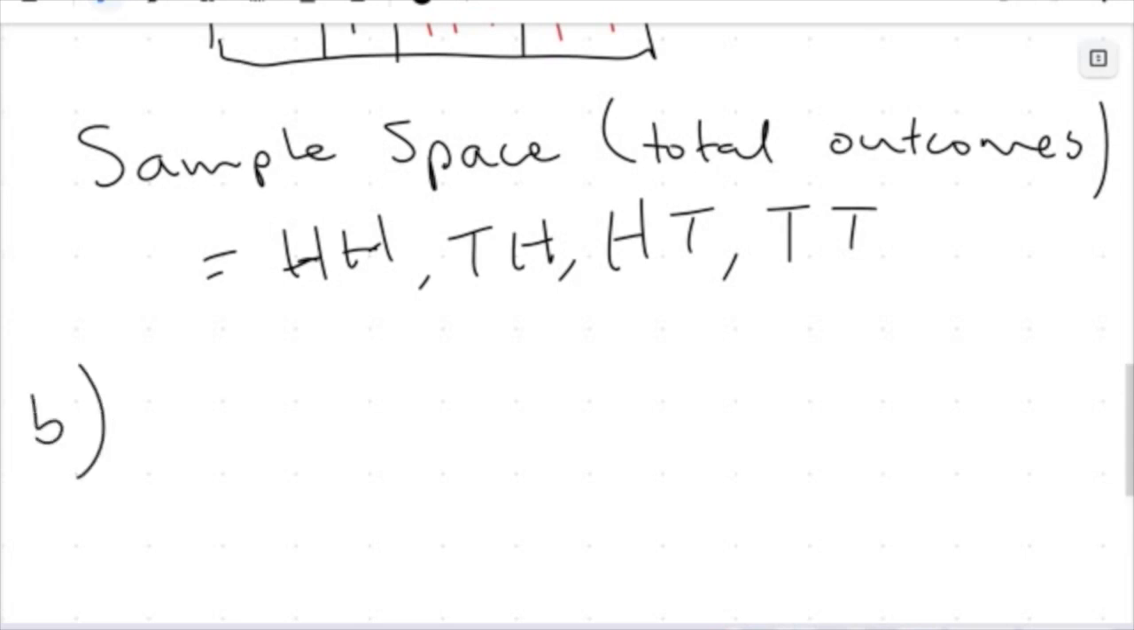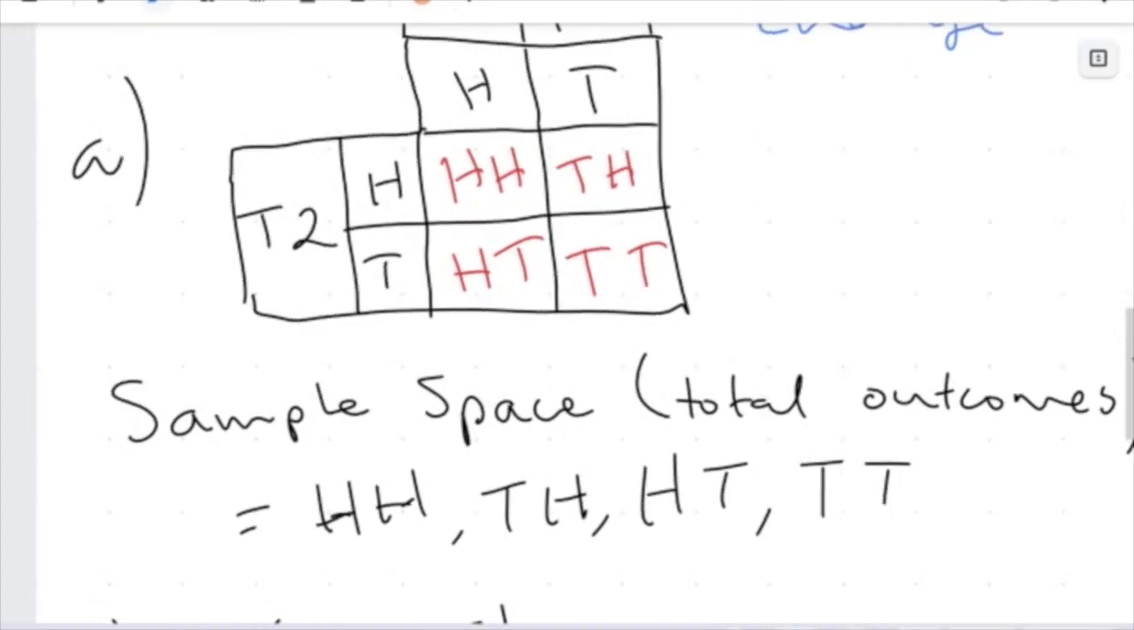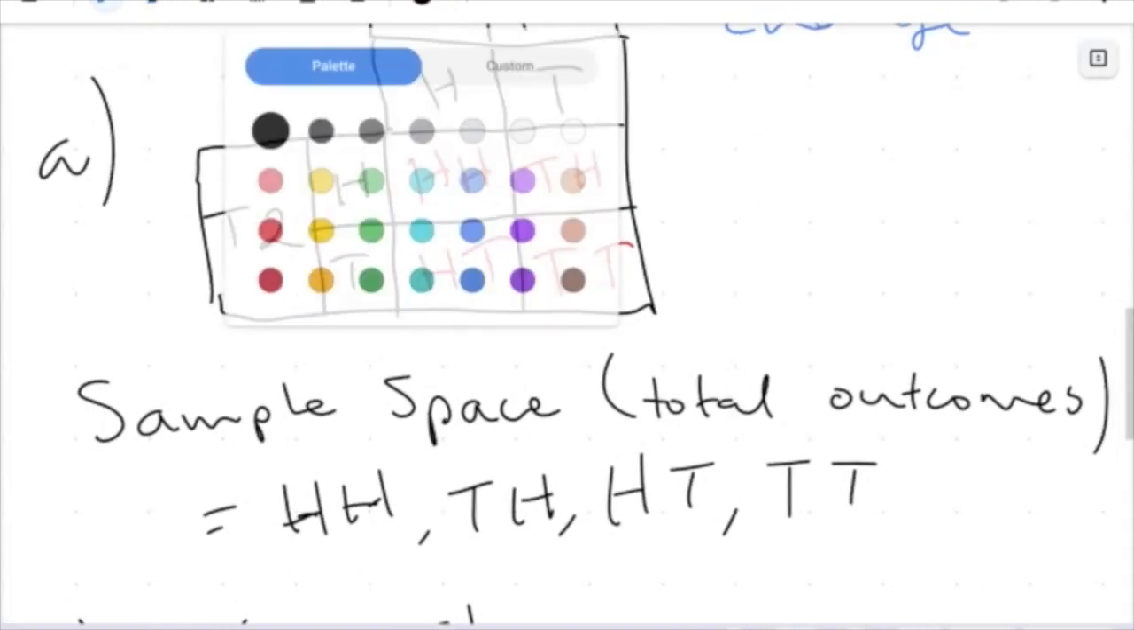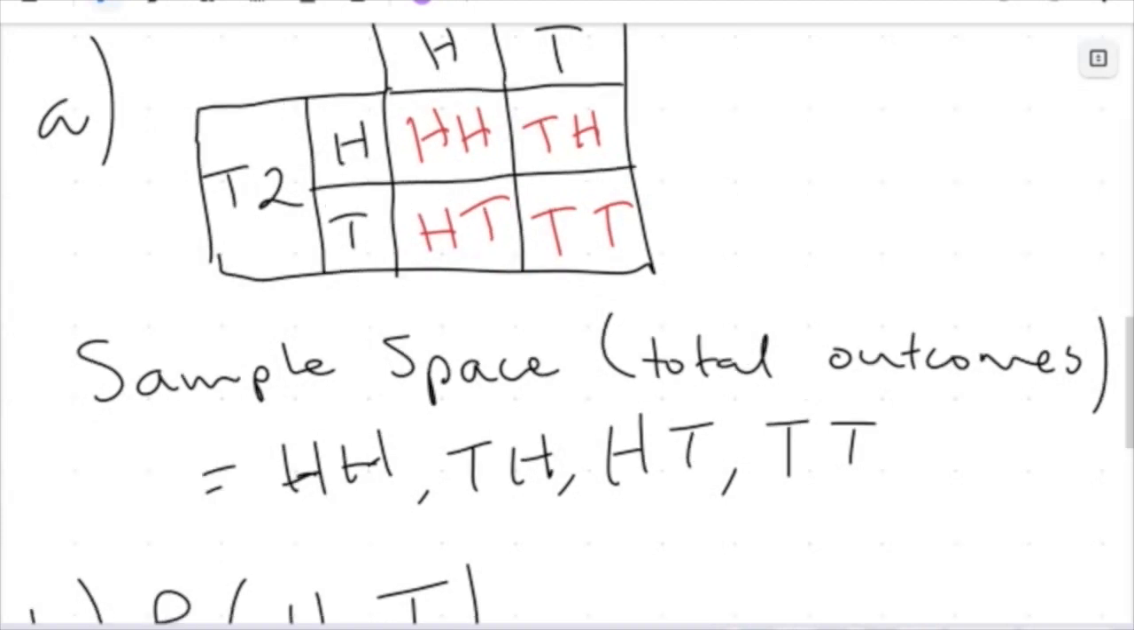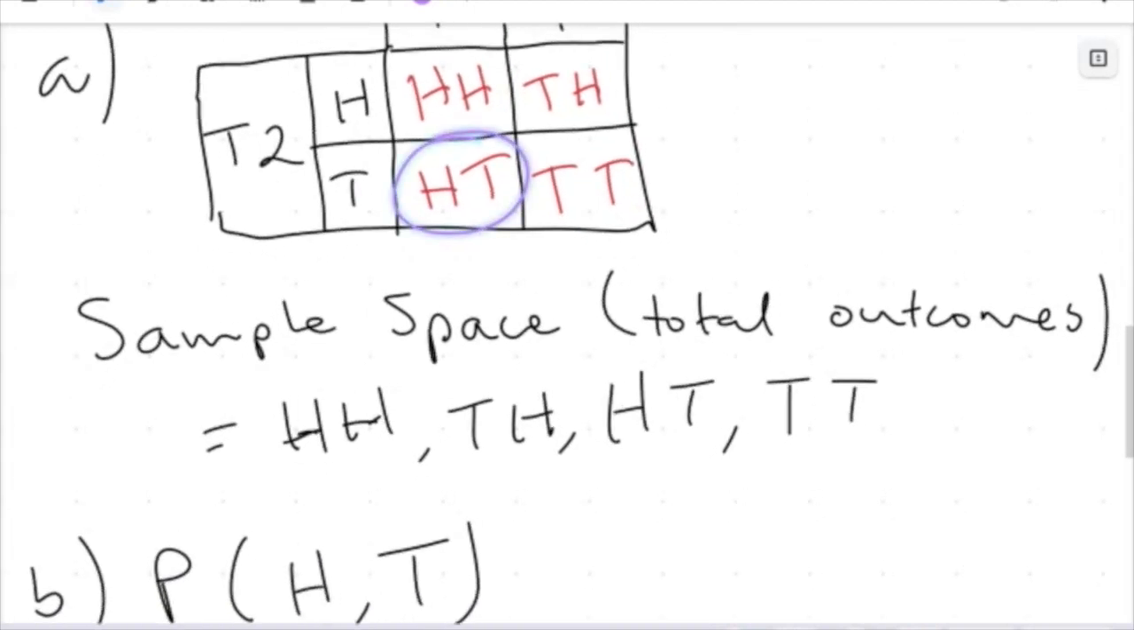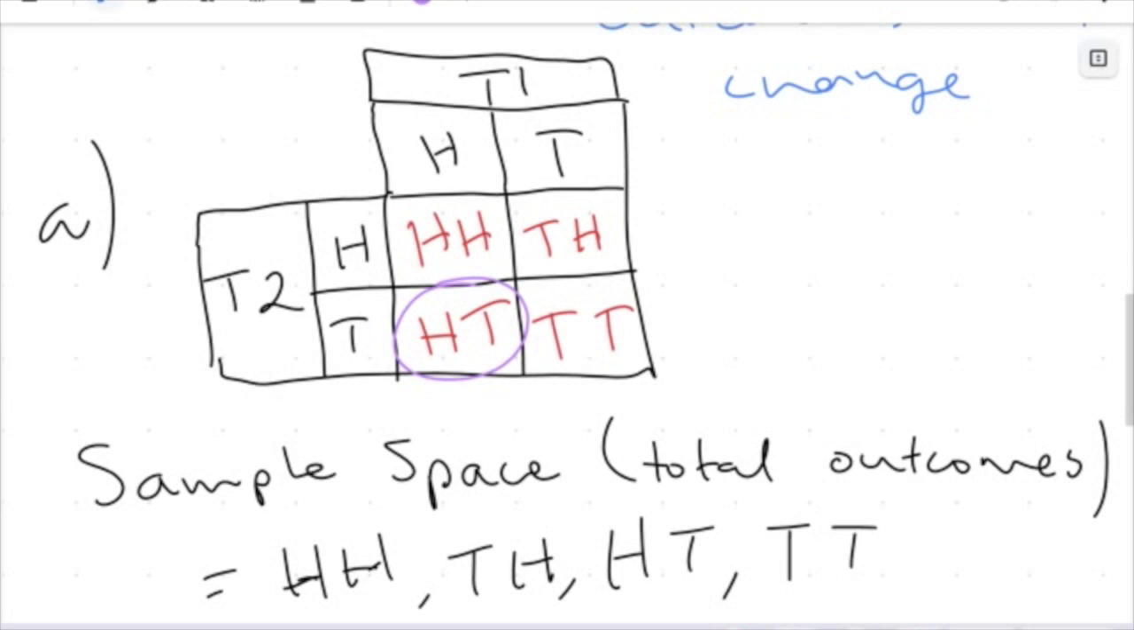Now for part B, I want to find the probability of obtaining a head then a tail. This is what my notation means: a head followed by a tail. So if we look at our sample space here, there is only one possible outcome out of all of the ones we have, and that's going to be this one over here: flipping a head for toss 1 and then getting a tail for toss 2.